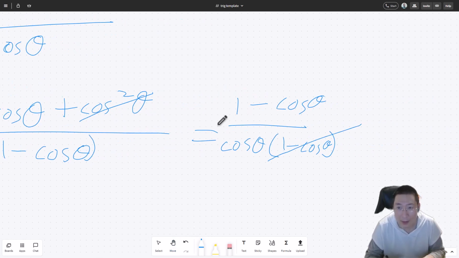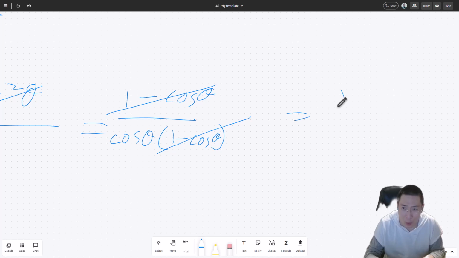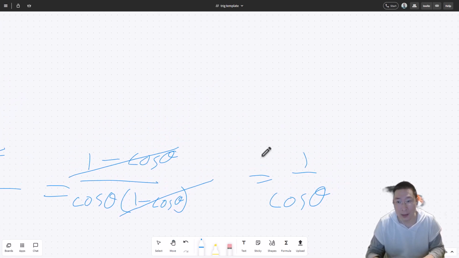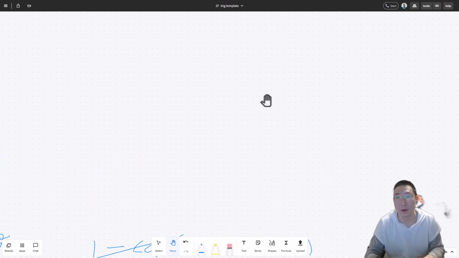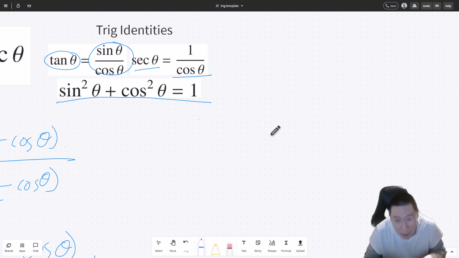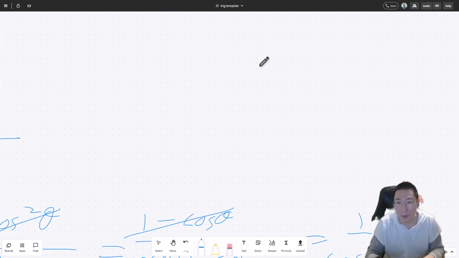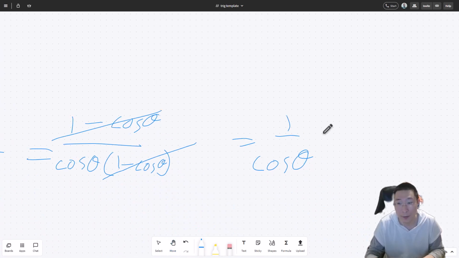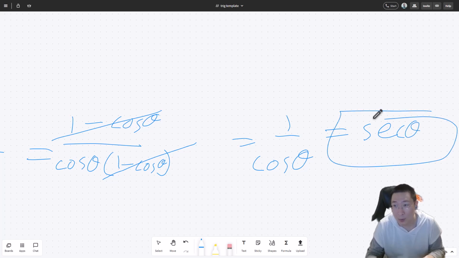We can cancel this, right? That becomes 1 over cosine theta. And last but not least, this is the inverse of secant theta. Remember, if we go back up here one more time, we have secant theta is equal to the inverse of cosine theta, which is 1 over cosine theta. So we have 1 over cosine theta, and that becomes secant theta. And we have our proof.